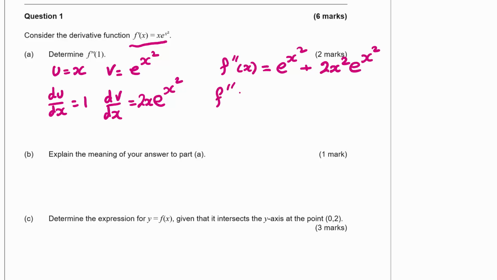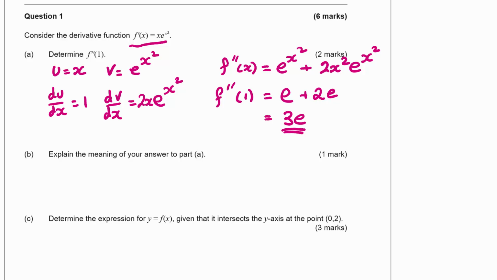And therefore f double dashed of 1 is going to be e to the 1 plus 2 times 1 squared, so that's 2 times e to the 1, so that's just 2e. So altogether, that's going to be 3e.